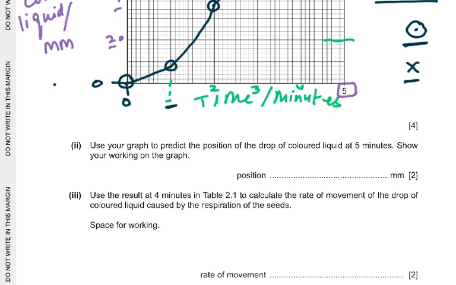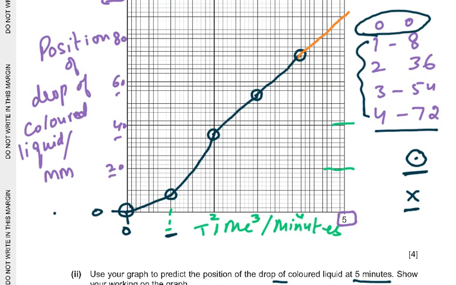Then it says use your graph to predict the position of the drop of colored liquid at 5 minutes. Show your working on the graph, so you have to extend the graph and then use the results at 4 minutes in the table to calculate the rate of movement of the drop of colored liquid caused by the respiration of the seeds. Space for working, and that's another 2 marks. So you extended the line to 5 minutes and then you read that off, and that's about 90. So 90 millimeter.